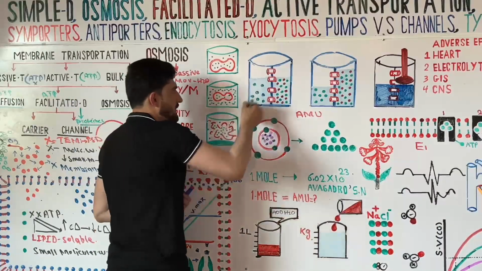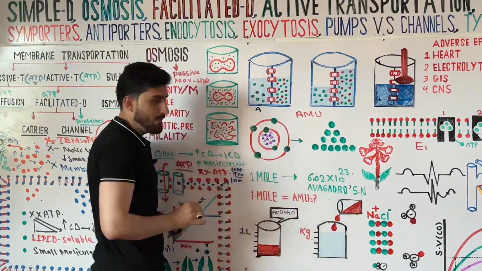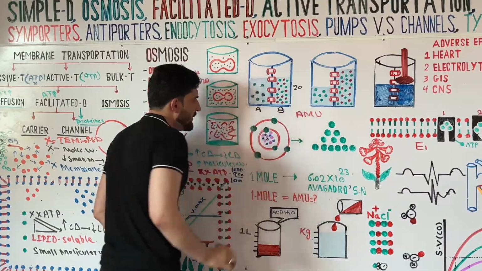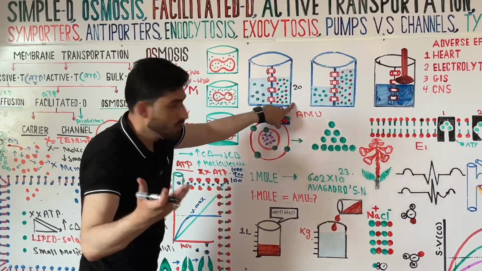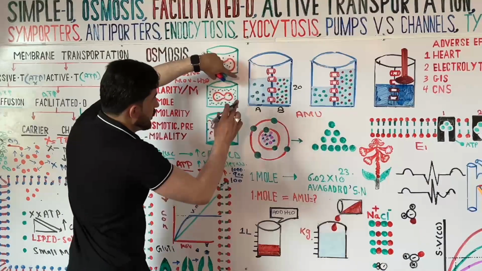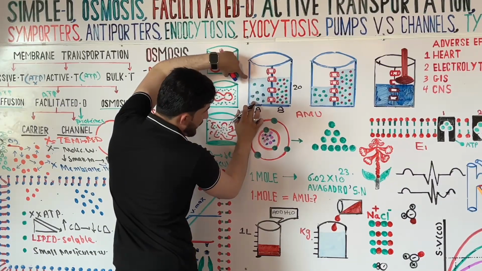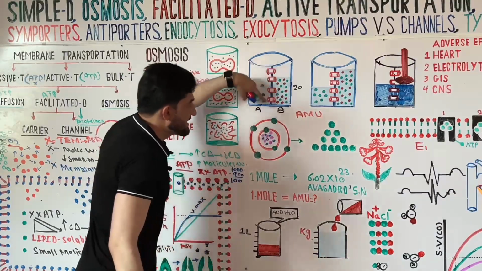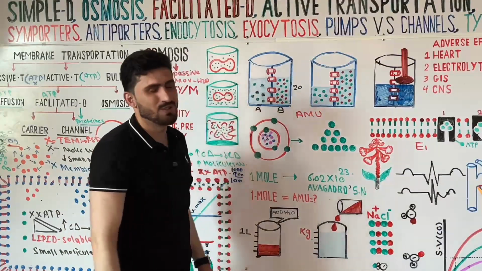For example, in this container, in this A part, I have 6 solutes, okay? In this part, I have 20 solutes in B part. So where is more concentration of solutes? Here in B part, I have more solutes. So here, I have equal amount of water. So the movement of water from low concentration area of solutes to high concentration area of solutes through a semi-permeable membrane is called osmosis.